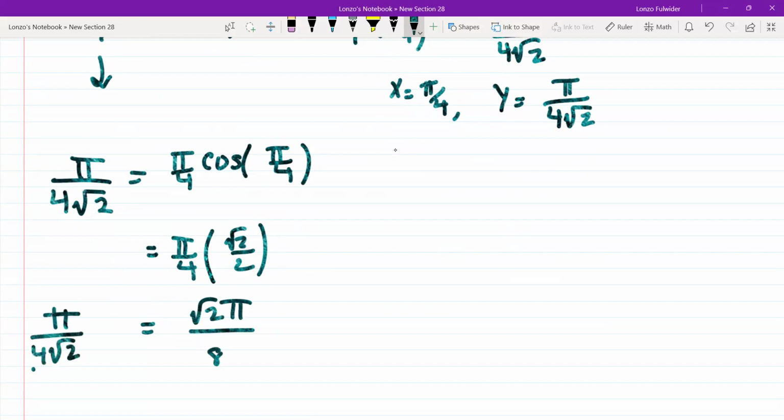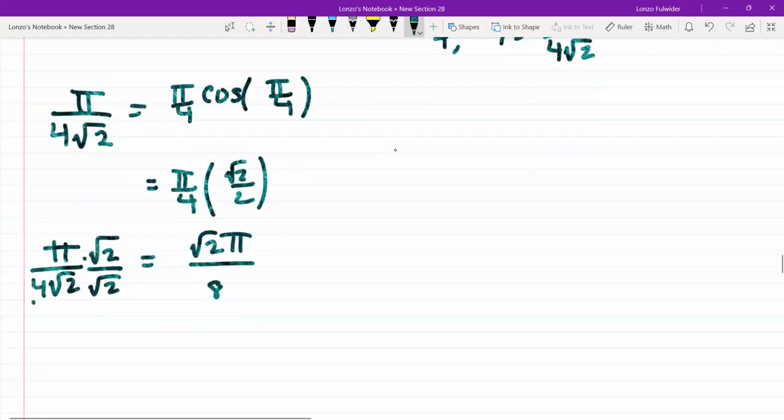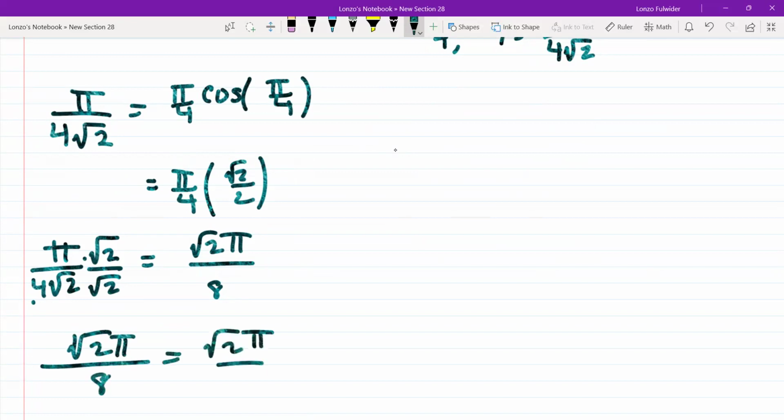Now, on the left side, you can simplify it. Remember, you usually can't have a radical on the bottom, so you would rationalize top and bottom by radical 2. So this is radical 2 pi. Radical 2 times radical 2 is 2, times 4 is 8. So this is radical 2 pi over 8. Okay, so you just verified it.